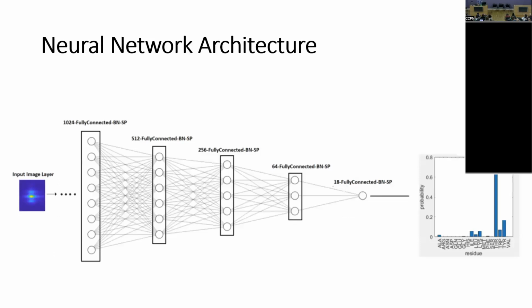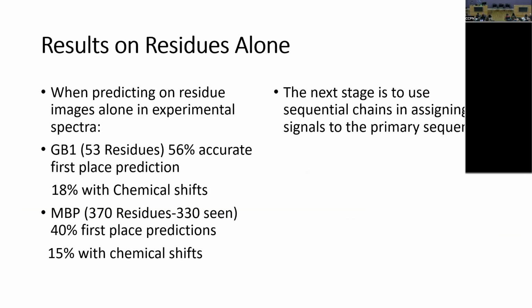And here you can see the architecture example. We had 4 hidden layers, all fully connected networks. The input image is the input to the neural network, and the outputs are the probability vectors.